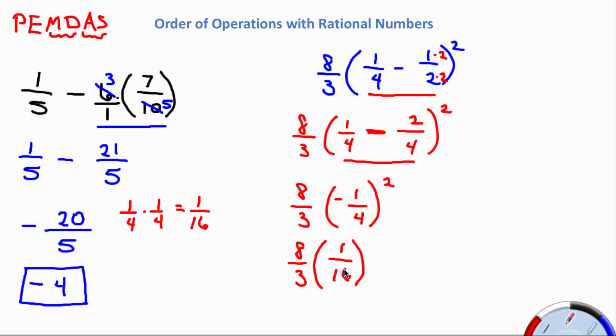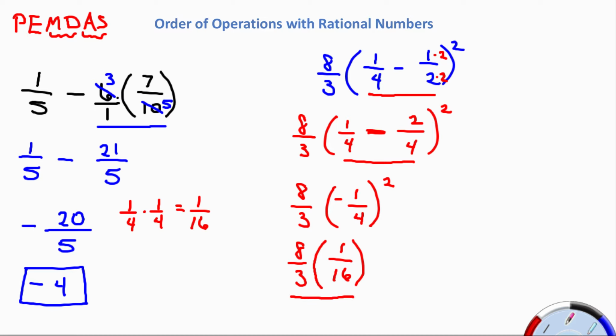Okay, no more exponent, so now multiply and divide. And here's the multiply and divide. Right? And I notice that 8 divided by 8 is 1. 16 divided by 8 is 2. Nothing else will simplify. So I multiply straight across.